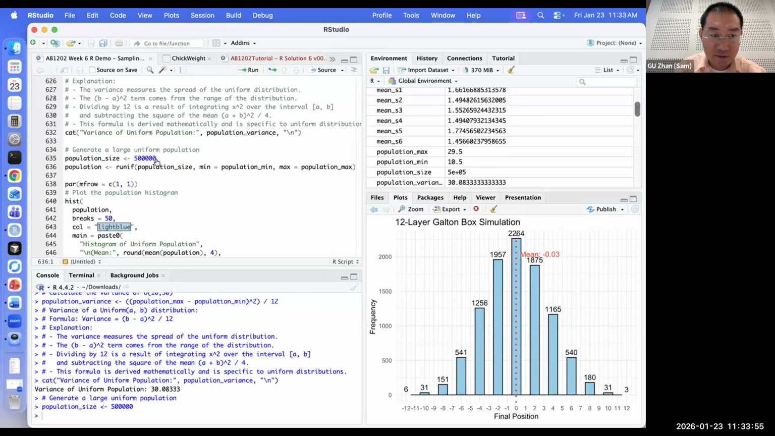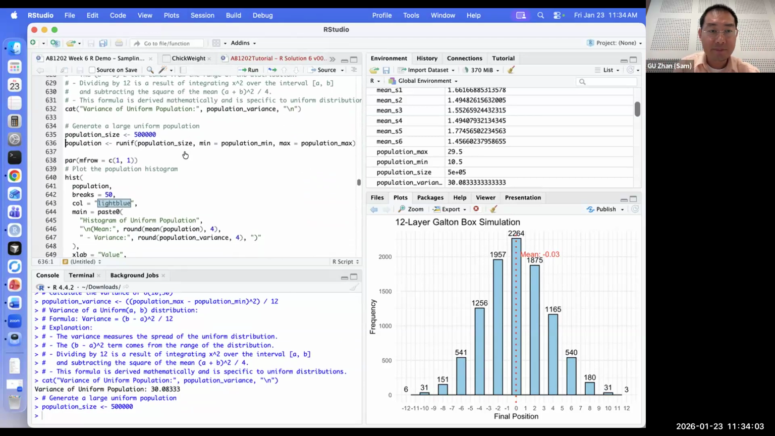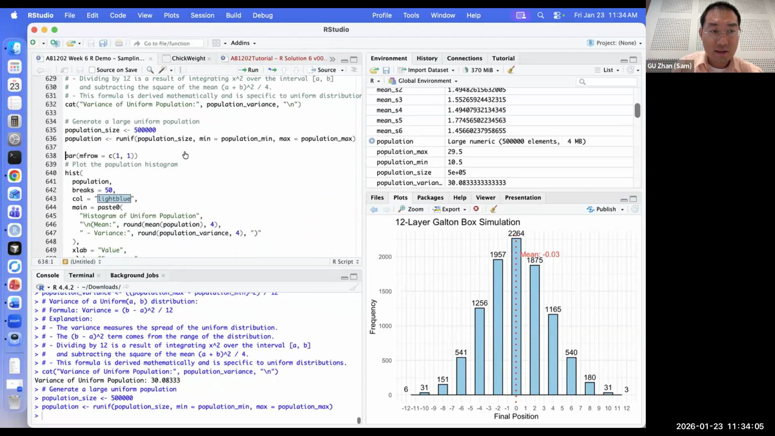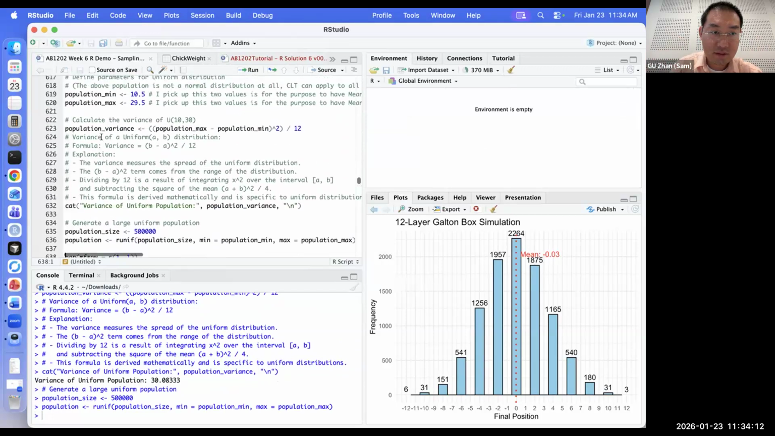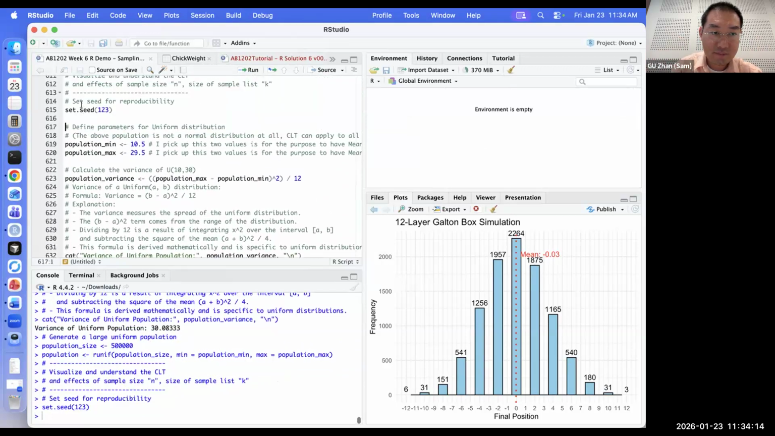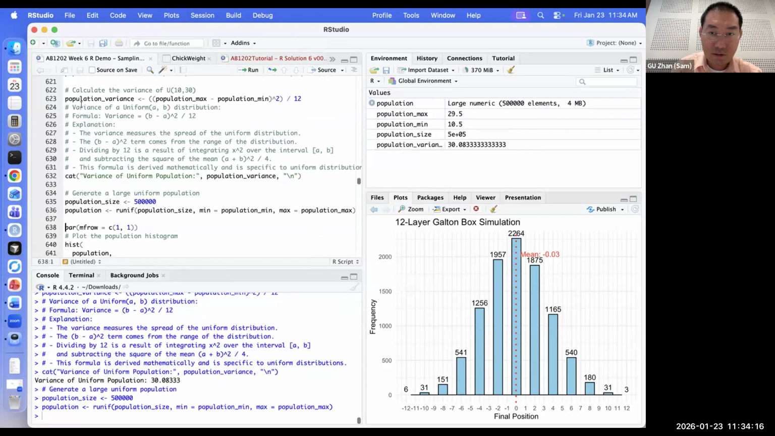So we have a large number of individuals being drawn from a uniform distribution to serve as the population. It's 500,000. Let's run it. So we have a population here now. Let me clear everything here and start with this again. We have a population of 50,000 numbers, so we have a lot of numbers here.